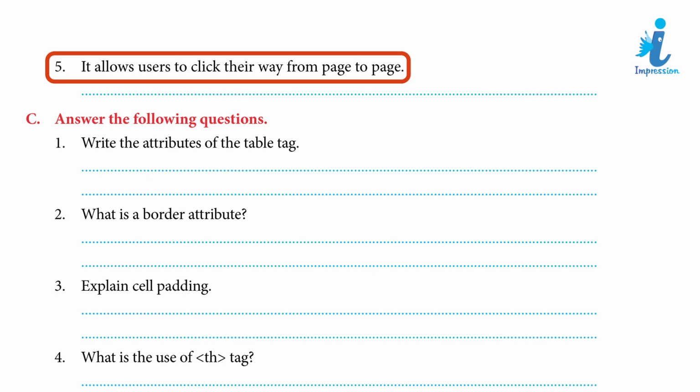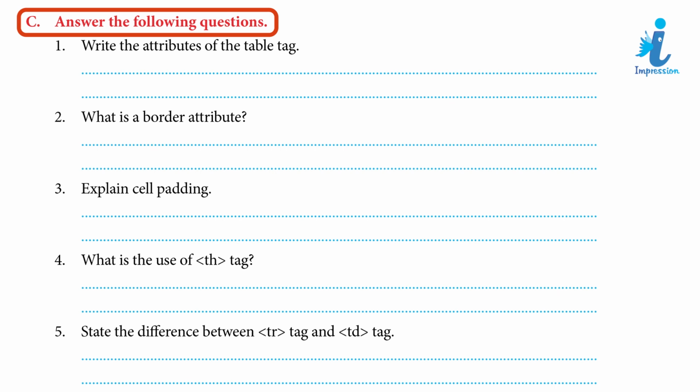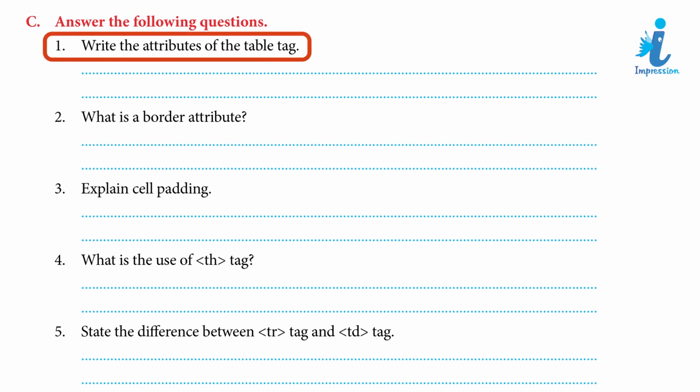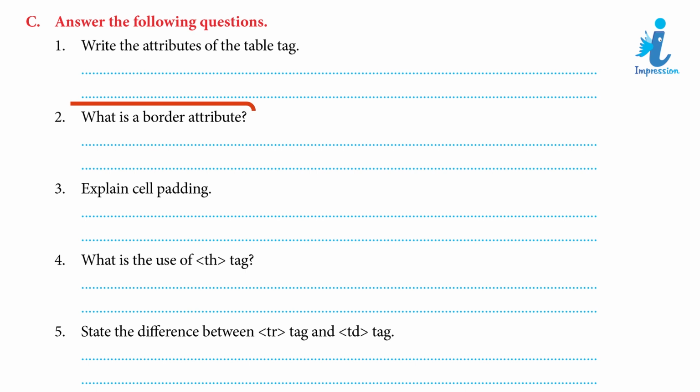5. It allows users to click their way from page to page. Answer: link. C. Answer the following questions. 1. Write the attributes of the table tag. Answer: attributes of the table tag. 1. Border. 2. Height and width attribute. 3. Cellpadding. 4. Colspan. 5. Rowspan.